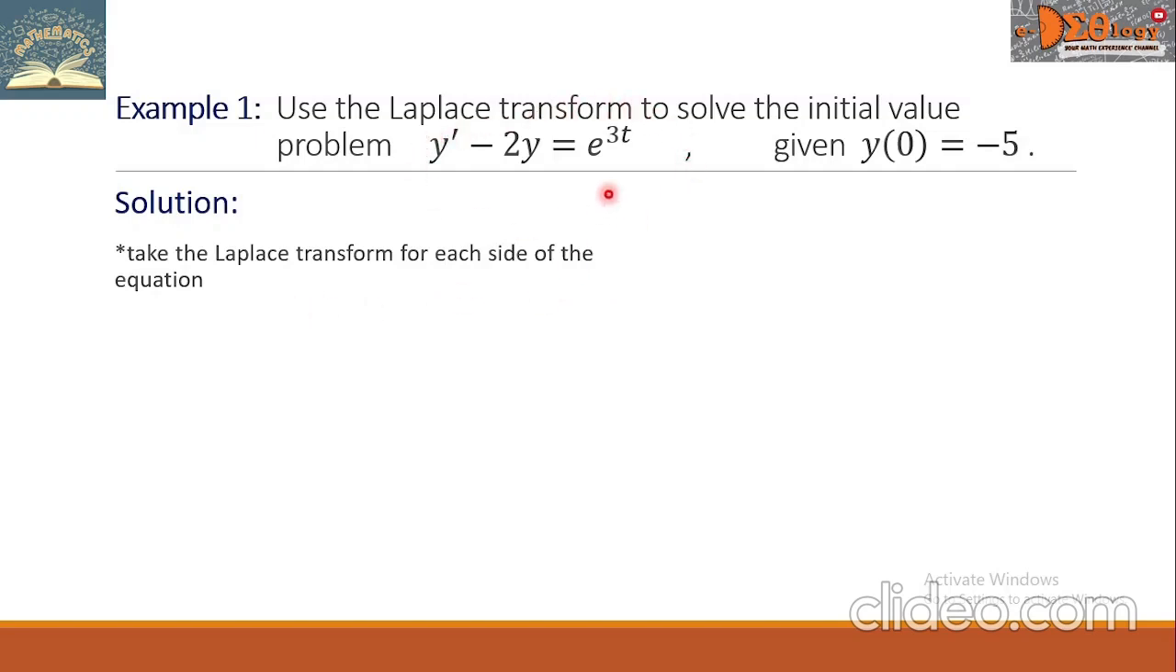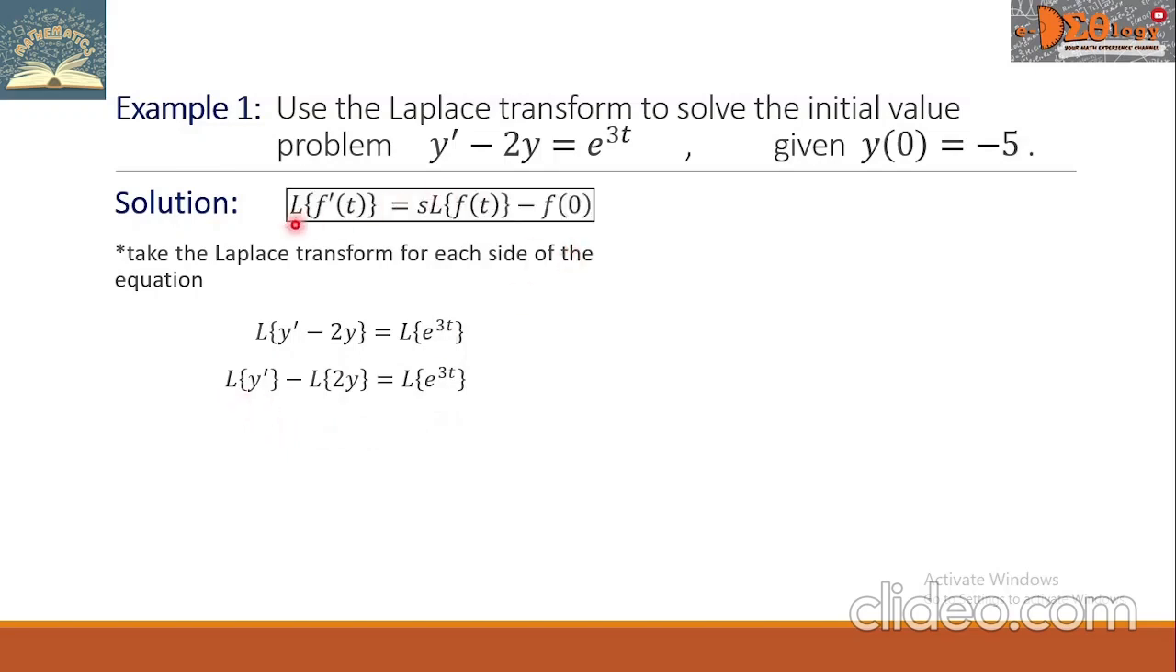This is our equation. We will show that the Laplace transform of the left side equals the Laplace transform of the right side. Then we're going to take the Laplace transform for each of the terms of the left side. It becomes like this. Then let us evaluate this Laplace transform of y prime. A while ago, we have this formula: Laplace transform of f prime of t equals s times Laplace transform of f of t minus f of 0.